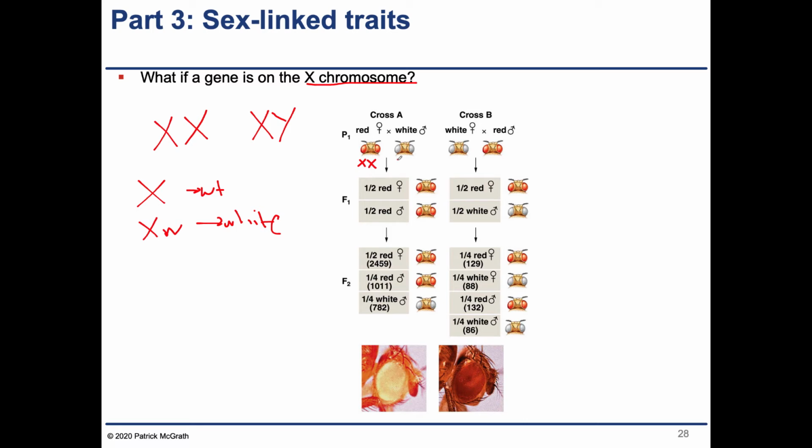So we are going to put the genotype underneath the animal. In the first case you have X^W X^W crossed with X^w Y, and the second one you have X^w X^w crossed with X^W Y. So this individual is red, this individual is white.